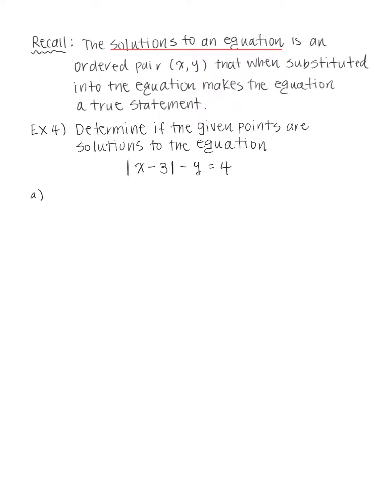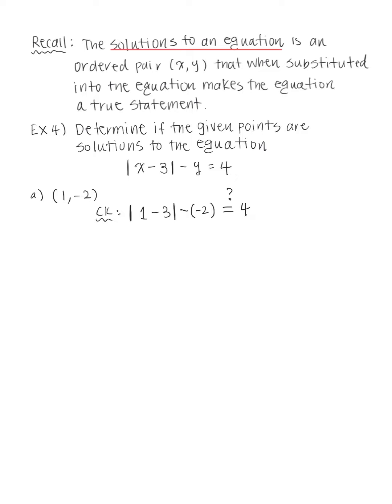So A, let's check to see whether 1 comma negative 2 is going to be the solution to the equation. So what we need to do is replace our x with 1 and then y with negative 2 to see if the equation holds. All right, so let's check. Here you have to ask yourself, is the absolute value of 1 minus 3, and then minus y, which is minus negative 2, going to give us a 4 back? So that's what you need to show.